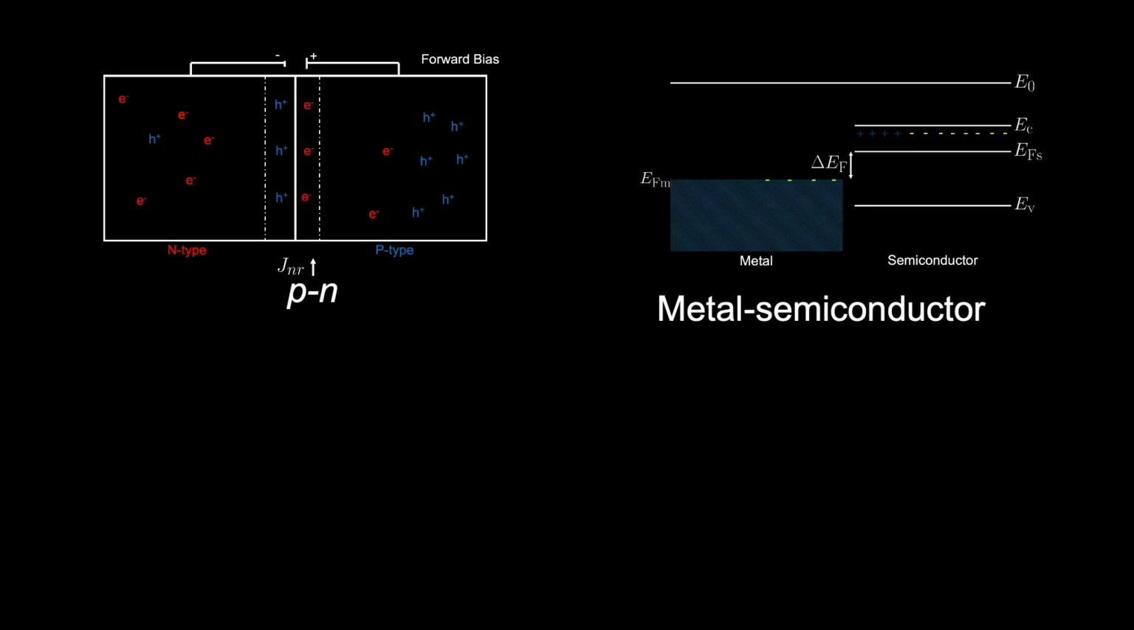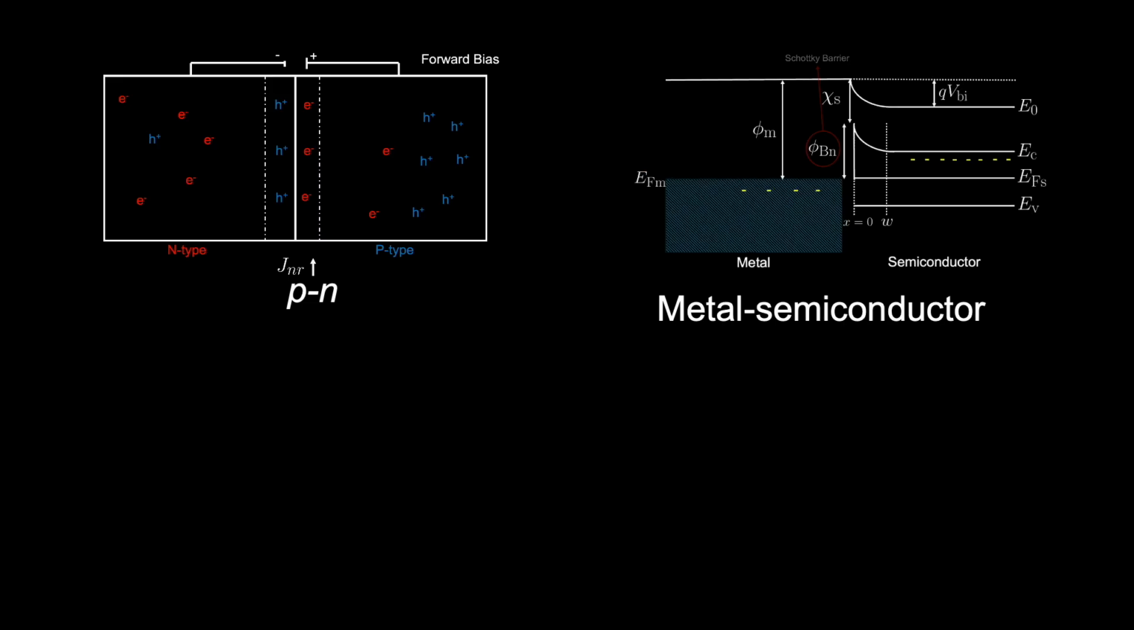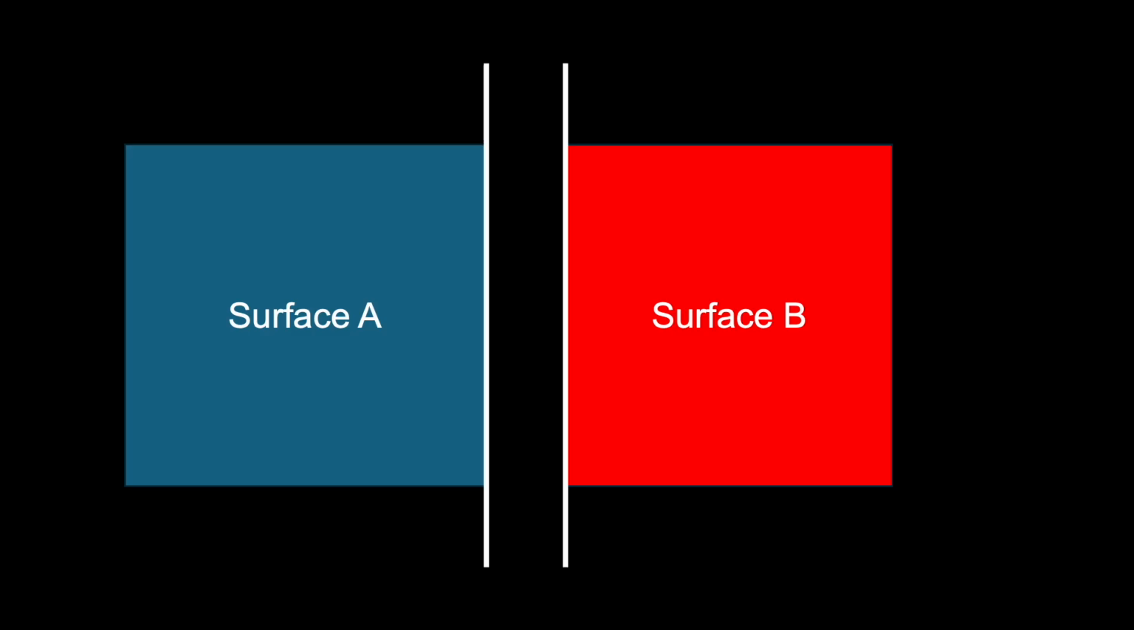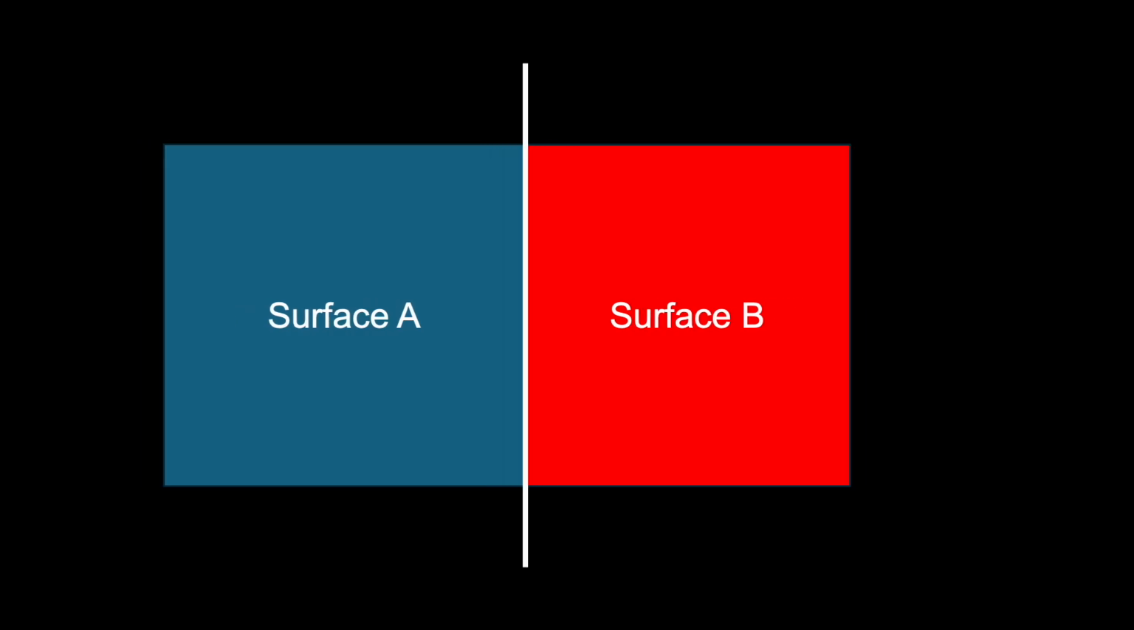In this video, we briefly explore the operation of three fundamental types of interfaces at a high level: p-n junctions, metal-semiconductor junctions, and heterostructures. An interface is defined as the boundary of two surfaces in contact. Thus, we begin our discussion here.